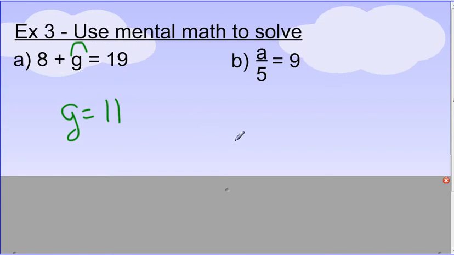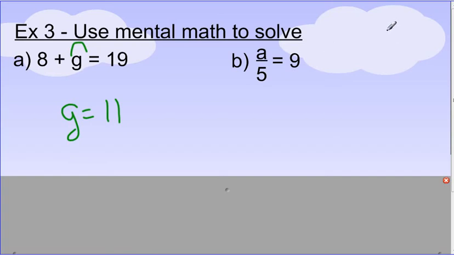Letter B. This one's a little bit trickier. It says a divided by 5 equals 9. So you've got to think about what number you would divide by 5 to get 9. Now, some people get all wrapped up and think, oh, you have to do 9 divided by 5, which doesn't work out, by the way. So really what you could do is start counting by 5s until you find something.